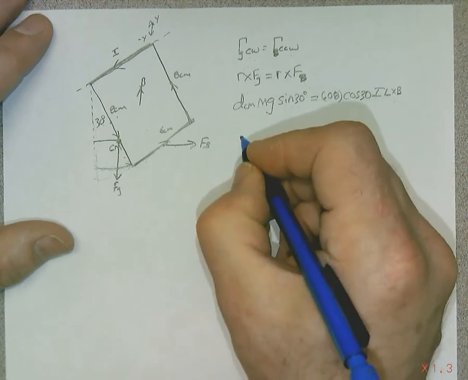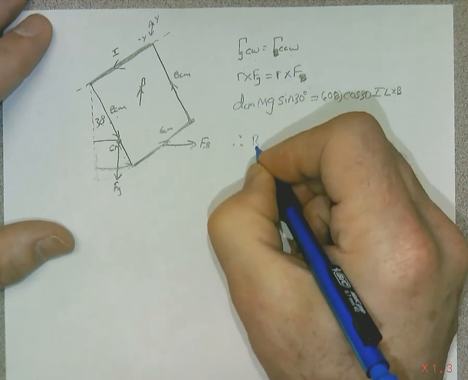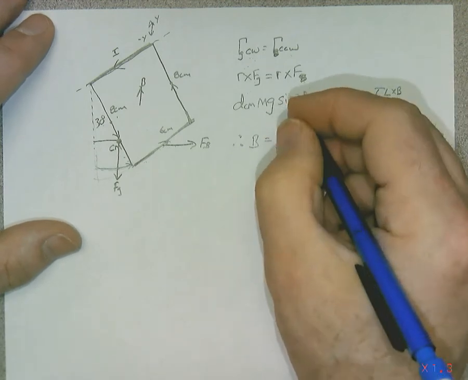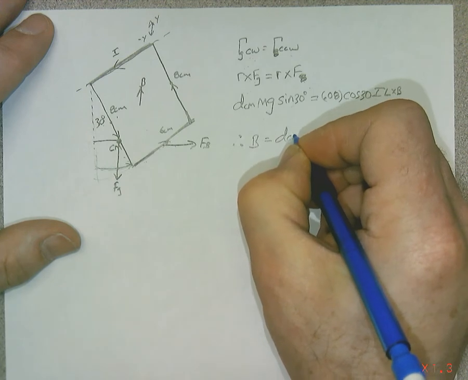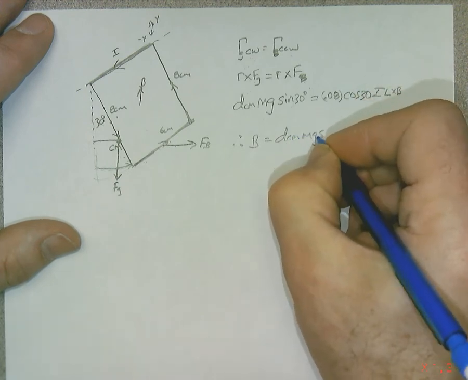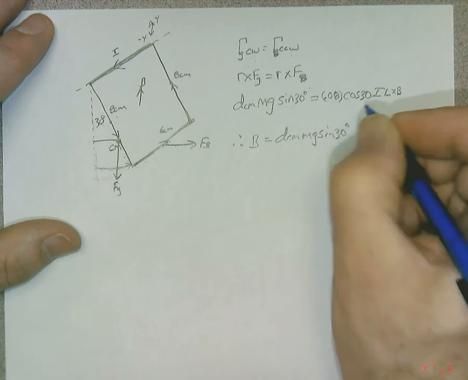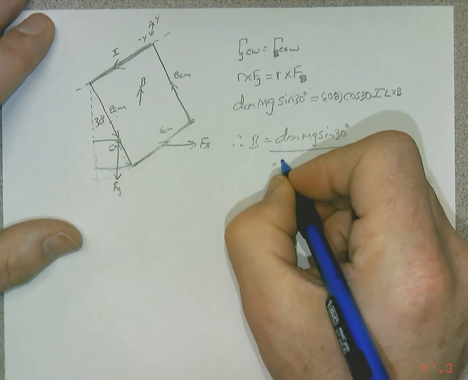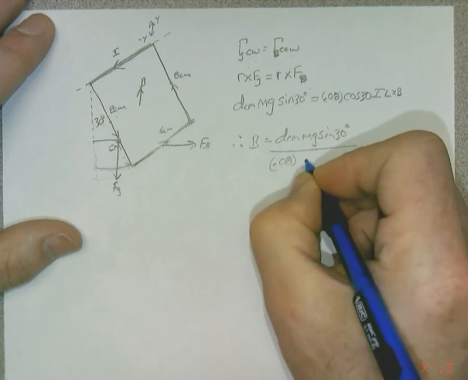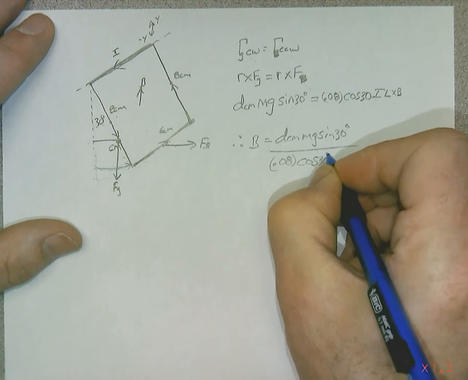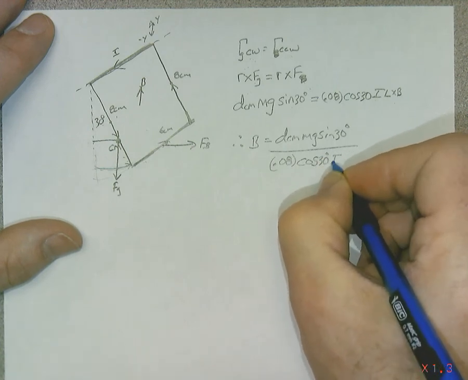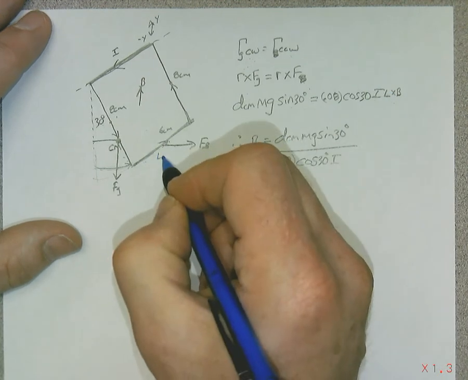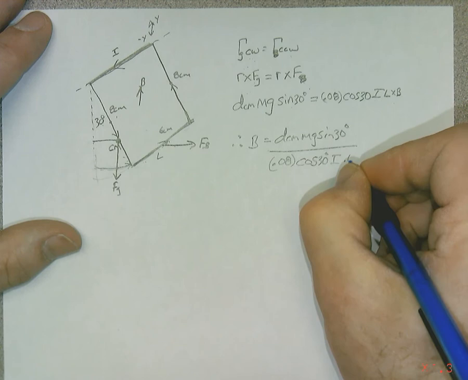So let me go ahead and say then that therefore B, which we're trying to find, is equal to, there it is, distance to the center mass, mg sine of 30 degrees, all over 0.08 cosine of 30, I, and everybody has a different I, right, times L. The L is this. This is L, okay? L is this here, and that's 0.06.